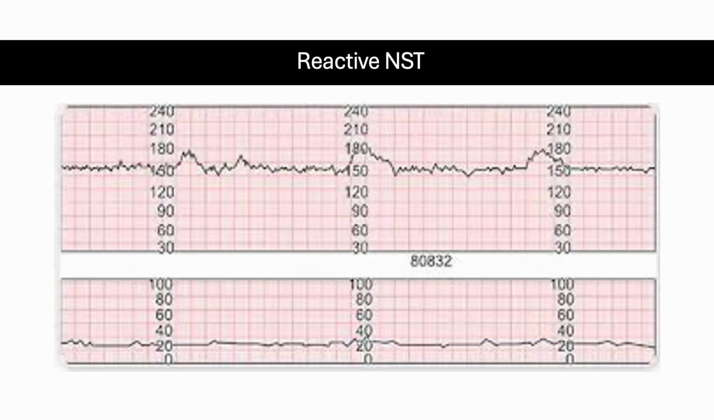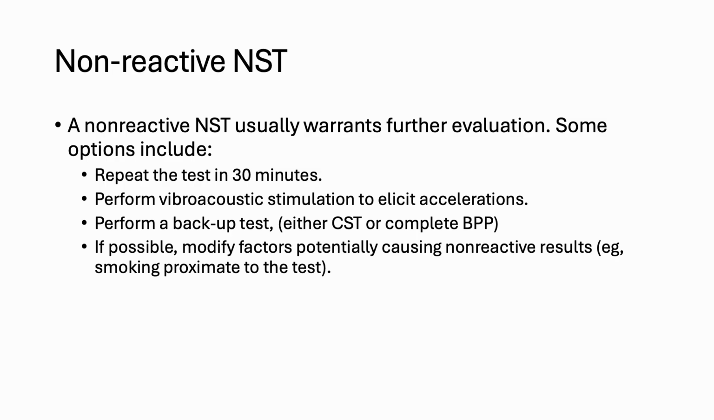So here's an example of a reactive NST, or non-stress test. Again, if we have a non-reactive non-stress test, this usually warrants further evaluation. Some options include repeating the test in 30 minutes, or vibroacoustic stimulation to elicit accelerations. That is okay to do. Perform an additional test or a backup test. And then if possible, modifying risk factors. So if the patient is smoking, tell them not to smoke prior to the test, or make sure that they're not taking medications that could cause sedation to the fetus.